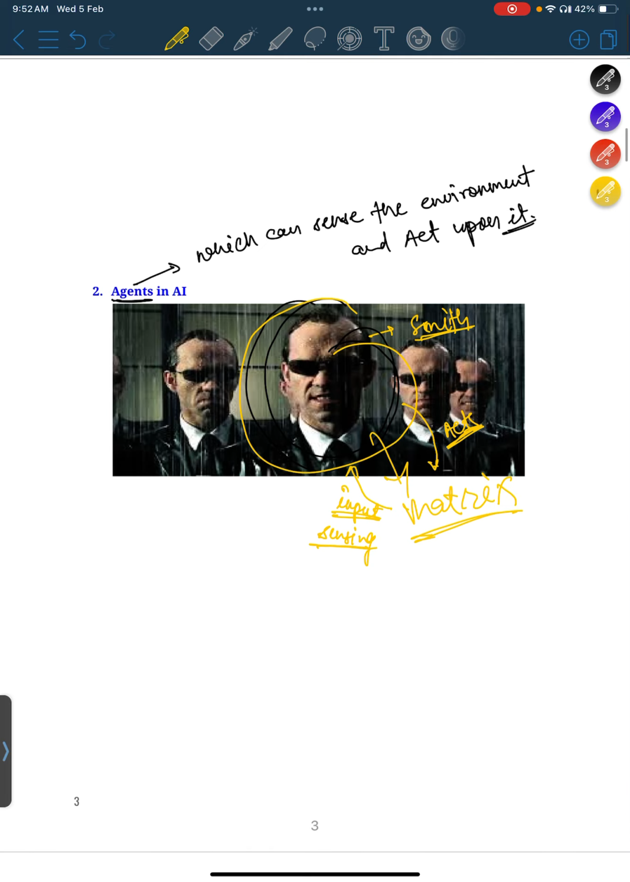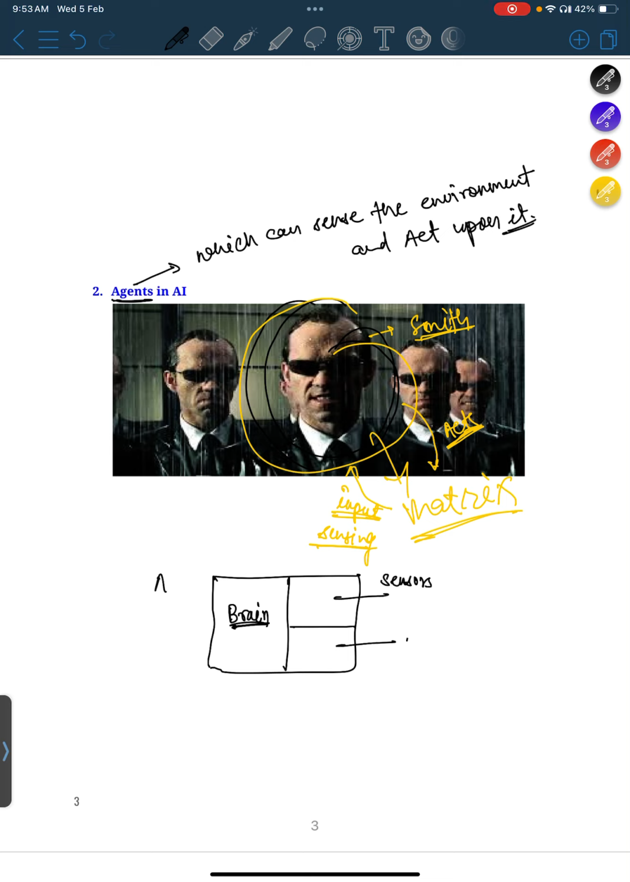AI agents have two parts. You can think of an AI agent as a brain part, which takes the decisions, does the computation, and comes up with the decisions. But then there are two things: sensors and actuators. So what are the sensors? Sensors allow the agent to take input from the environment.